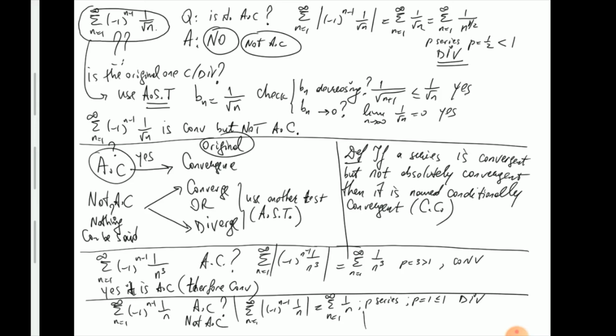However, it is conditionally convergent by the alternating series test, right? So not absolutely convergent, but conditionally convergent by the alternating series test, right? 1 over n is decreasing, 1 over n going to 0. So let's move on with the ratio and the root test, and then more examples down the road.